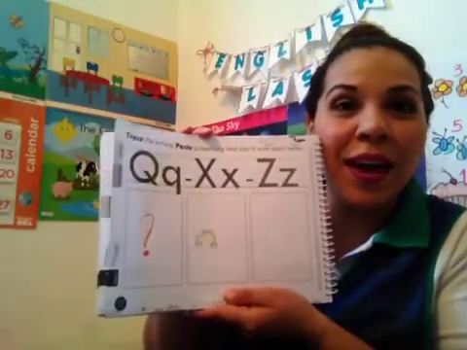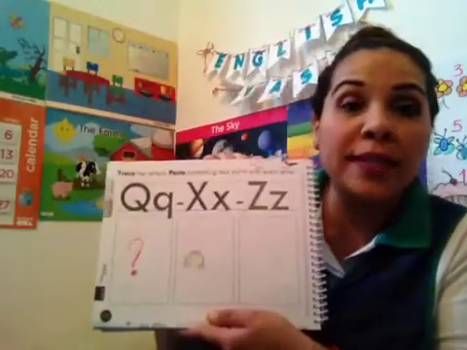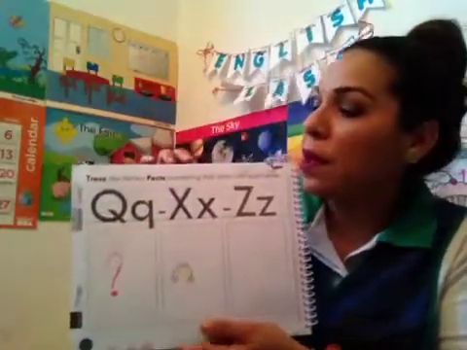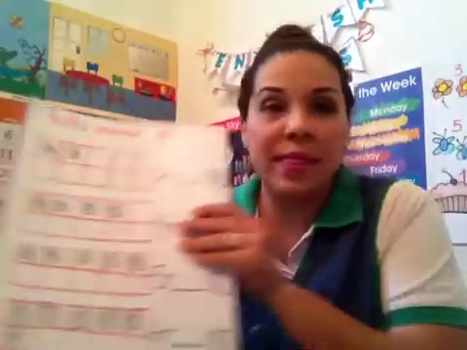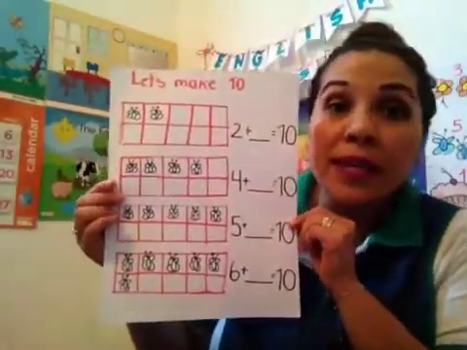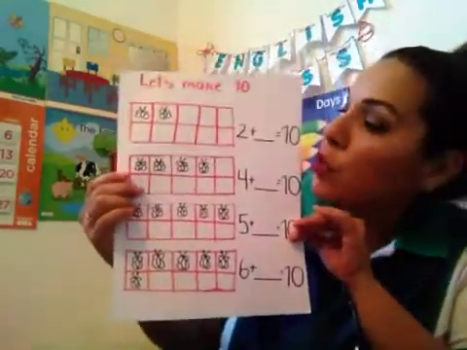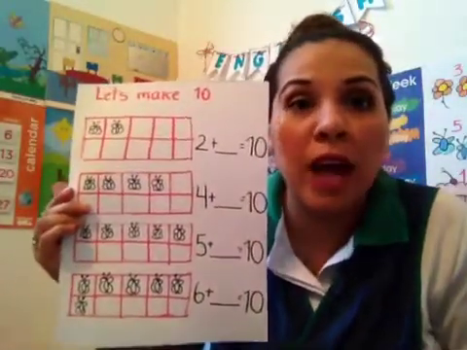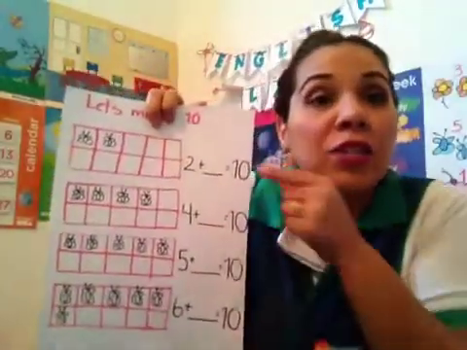Excellent. Okay, great job. So far we finished with our workbook activity. We reviewed letters Q, X, and Z. Close your book, and the last activity that you are going to work on is to practice with this, okay? You can print it or you can make it as I did. And this we're going to practice. Let's make 10. Okay, like the activity that we did in our Starfish book. You are going to complete these additions to make 10.